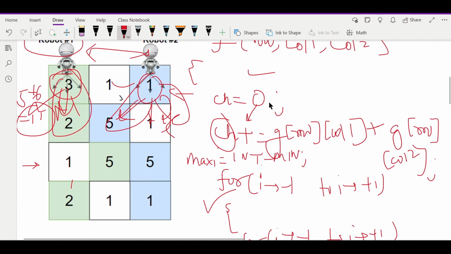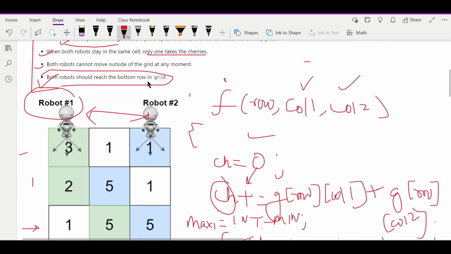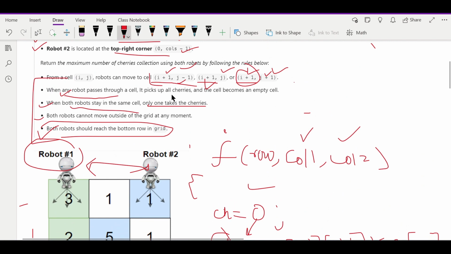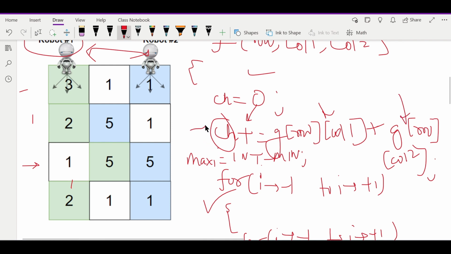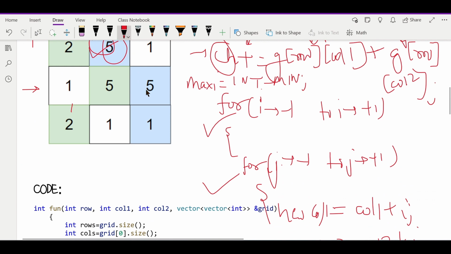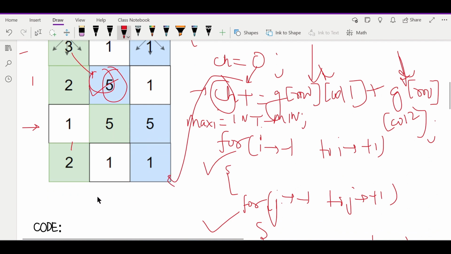Now let's understand what is missing here. We have considered these six possible movements, but what we haven't considered is a very crucial case which is mentioned in the points: when both robots stay in the same cell, only one of them takes cherry. But according to this logic of ours, we are just adding the cherries of both the robots' cells. Let's say both the robots came here, but according to our logic, this five would be counted twice, because we haven't put any condition for if both of them are on the same cell. So we have to add a little condition.